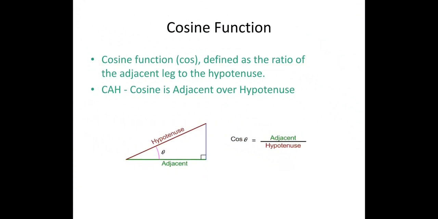Then comes your cosine function. The cosine function is the ratio of the adjacent side, the side which is adjacent to the angle of consideration, to the hypotenuse. So the cosine of the angle is given as adjacent over hypotenuse. Sine is opposite over hypotenuse, and cosine is adjacent over hypotenuse. So it is termed cos theta, cosine of theta, equal to adjacent over hypotenuse.